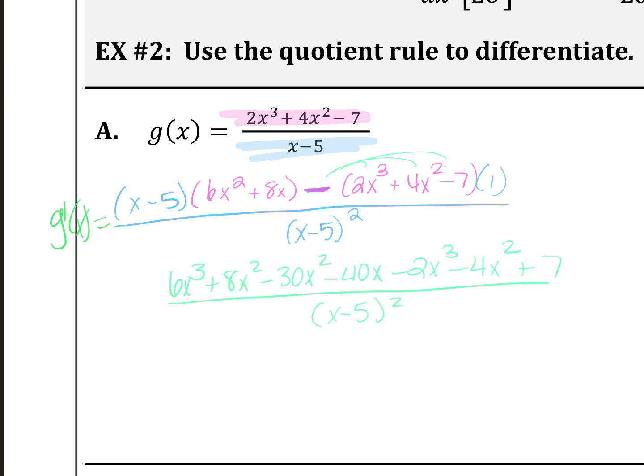So then you get 4x cubed minus 26x squared minus 40x plus 7 over x minus 5. Because we're subtracting it, distribute the negative through.